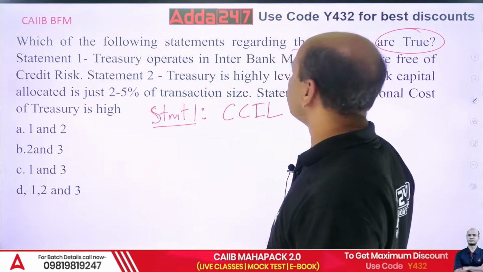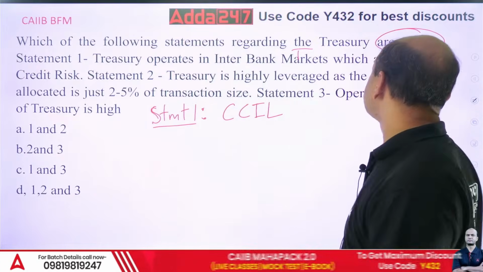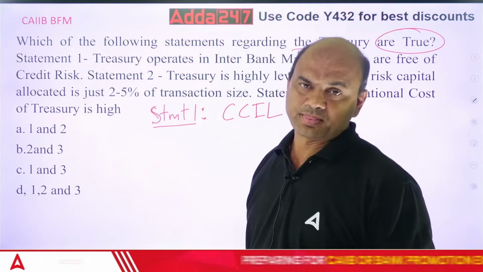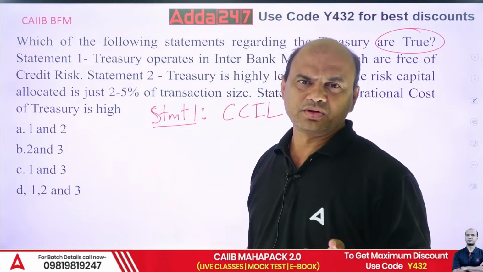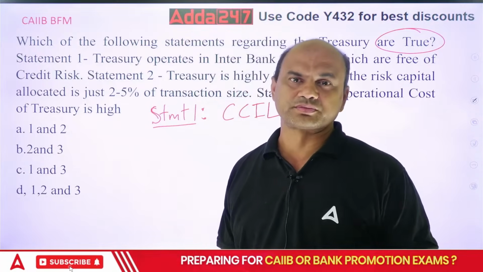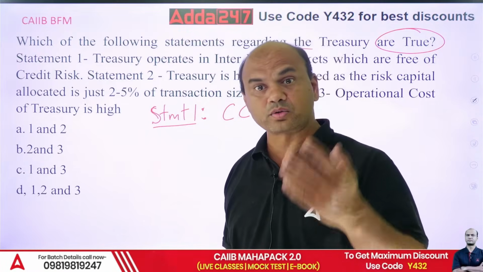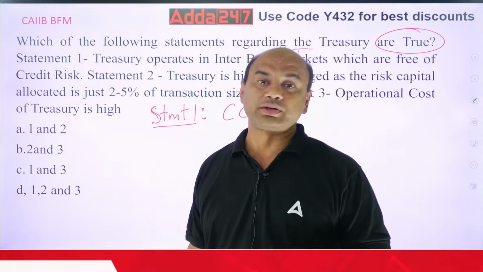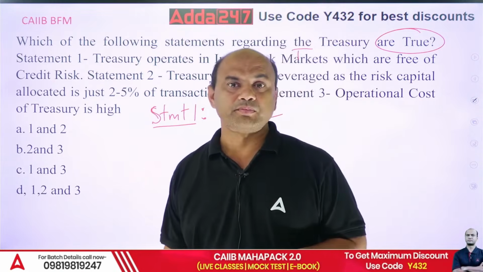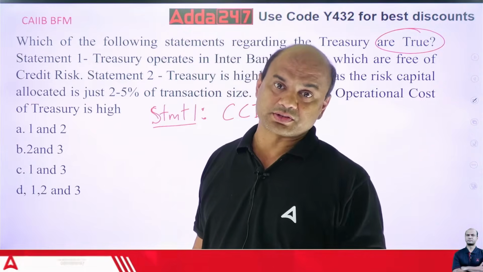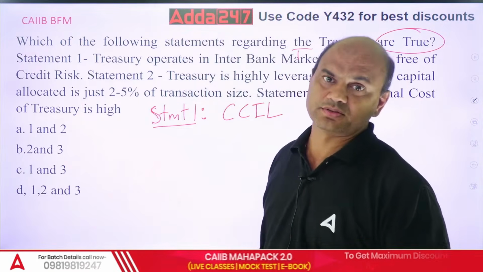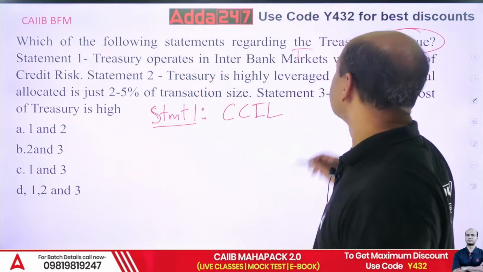What about statement 2? Treasury is highly leveraged as capital allocated is 2 to 5%. This is the most correct statement. Treasury has a high leverage. You can take just 2 crore rupees and do the trading of 100 crores. That much trading you can do, so it's a huge leverage business. Because of this leverage, you can earn profits. But there's also a problem: if you suffer a loss, you lose a lot. You will have to sell certain important assets of yours if you make a loss. So this is also true.